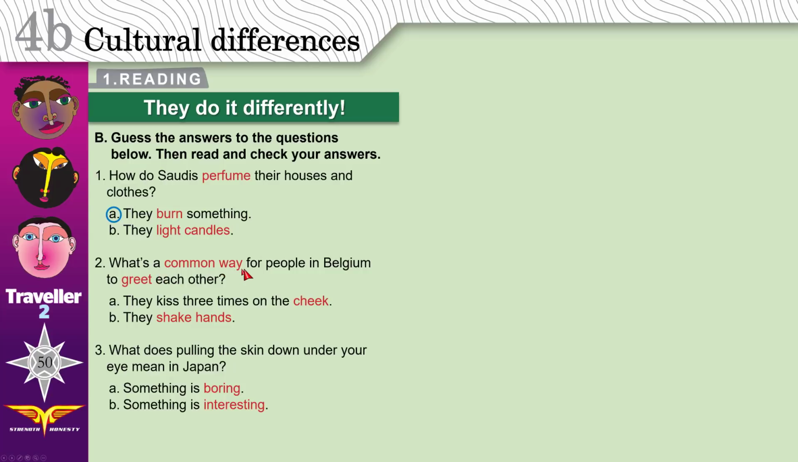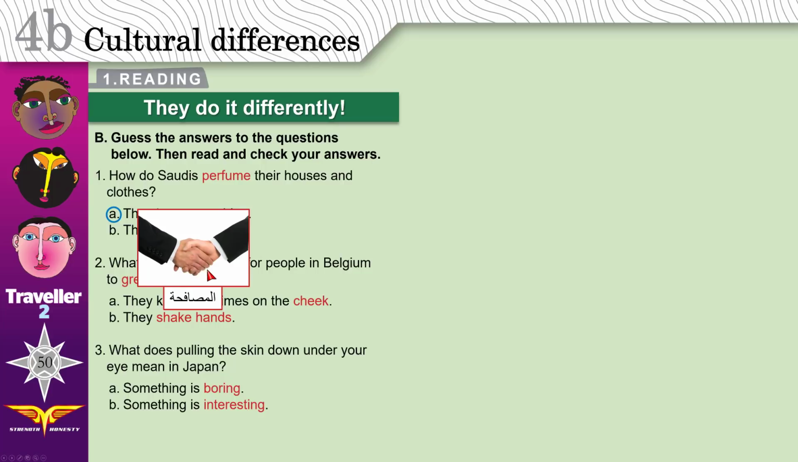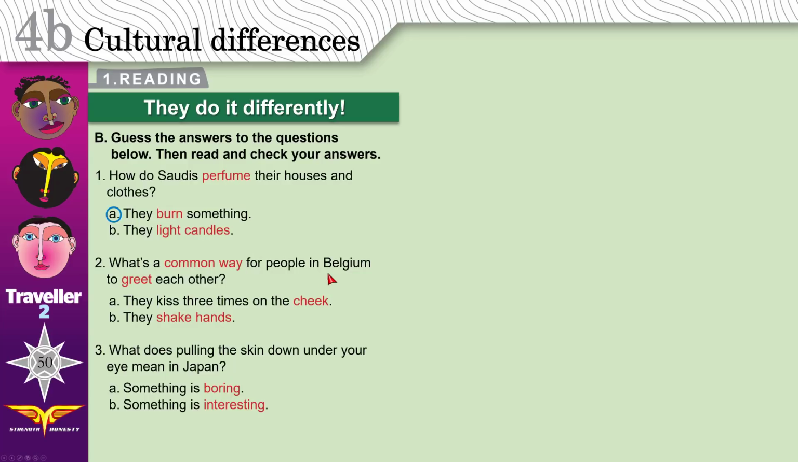2. What's a common way for people in Belgium? Common way, a lot of people do it. To greet each other. When you greet someone, you meet him or meet her and you say hi and hello, shake hands. What do they do in Belgium? Do they kiss 3 times on the cheek? This part of the body is the cheek. Left cheek and right cheek. Or do they shake hands? Well, I don't think they shake hands because this is international. This is everywhere around the world, not only in Belgium. I think in Belgium they kiss on the cheek.